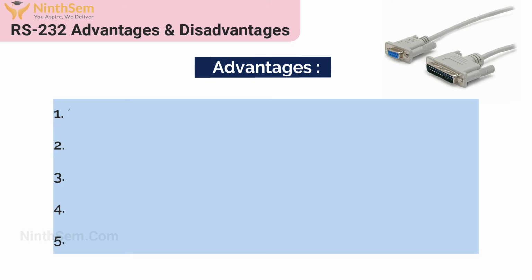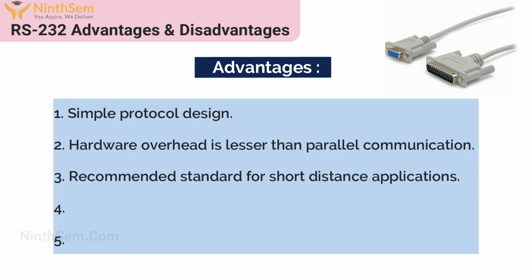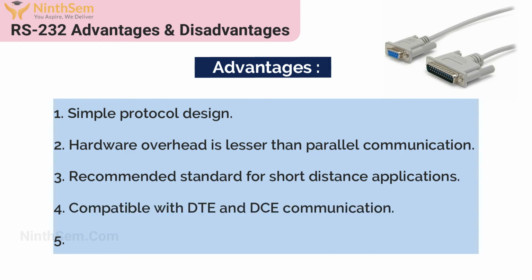All communications have their own pros and cons. So if we talk about the advantages of RS232, we know that it is a standard serial interface for system to system communication with the following benefits. The first one is simple protocol design, and the second is hardware overhead is lesser than parallel communication. Third is that it is a recommended standard for shorter distance applications. Fourth is that it is compatible with DTE and DCE communication. And finally, it is a low cost protocol for any kind of development.